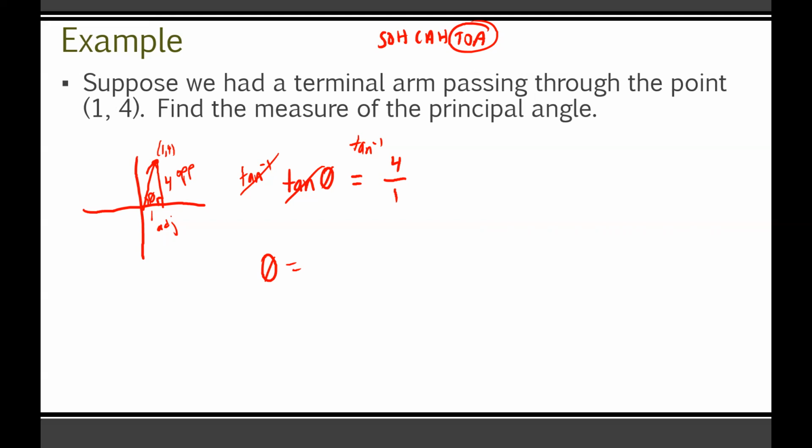We're just going to round to the nearest tenth. It's actually going to round this right up to a whole angle here. It's going to be 76.0 degrees. So the measure of our principal angle, the actual true angle in this case, would be 76 degrees.